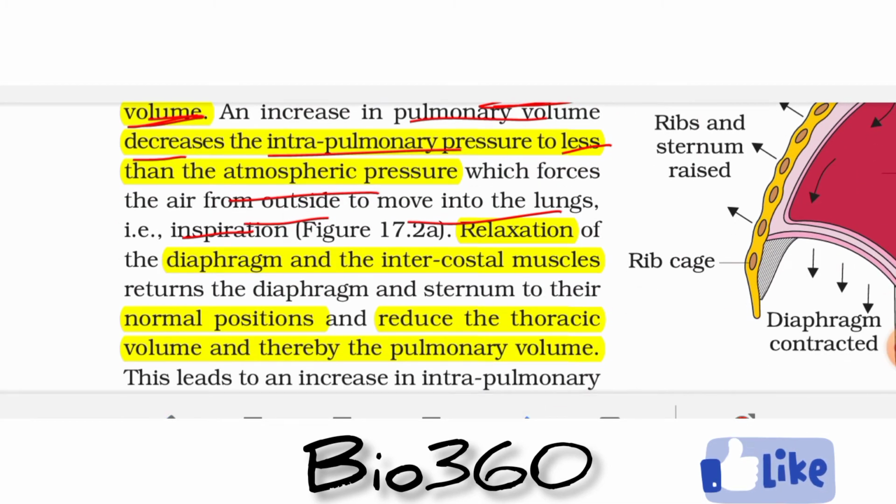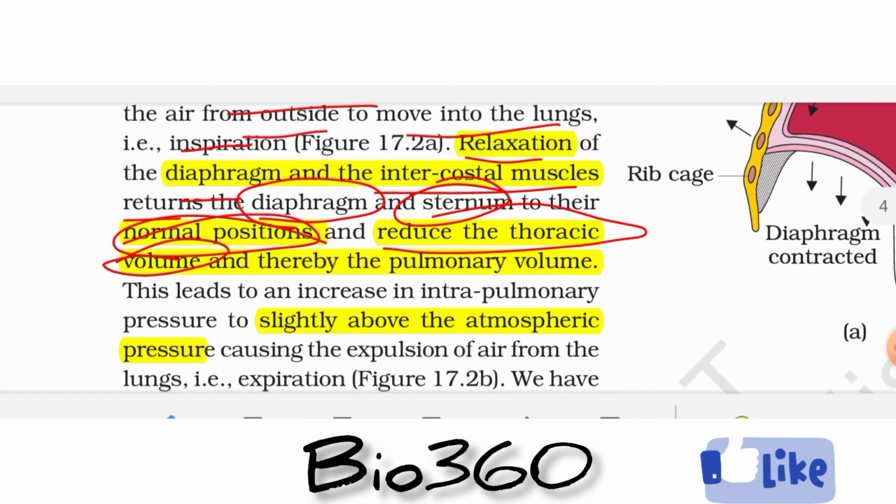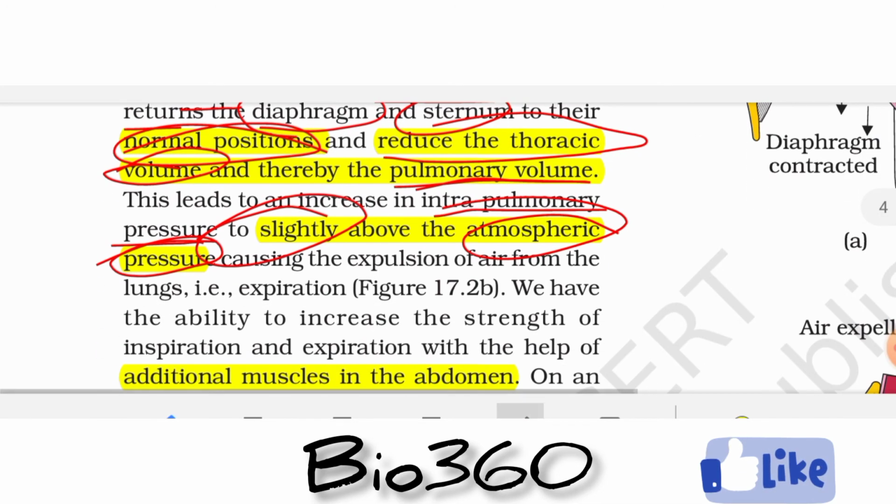Whereas the relaxation of the diaphragm and the intercostal muscles returns the diaphragm and the sternum to their normal positions, which causes a reduction of the thoracic volume, and thereby it will cause a decrease in the pulmonary volume too. This leads to an increase in intrapulmonary pressure slightly more than that of the atmospheric pressure, which will cause the expulsion of air from the lungs, that is known as expiration.